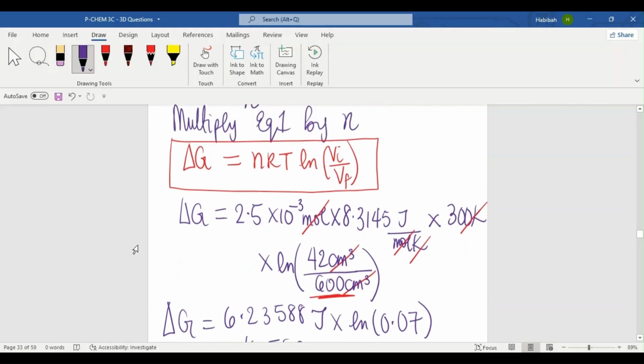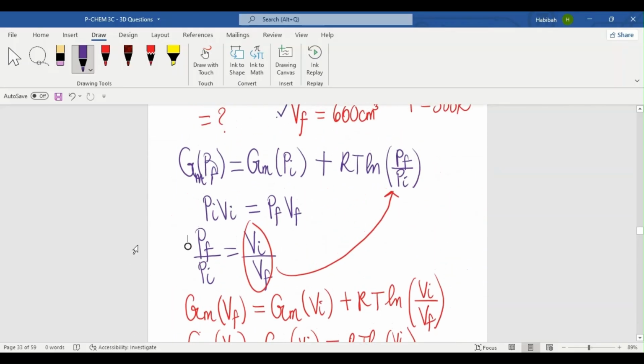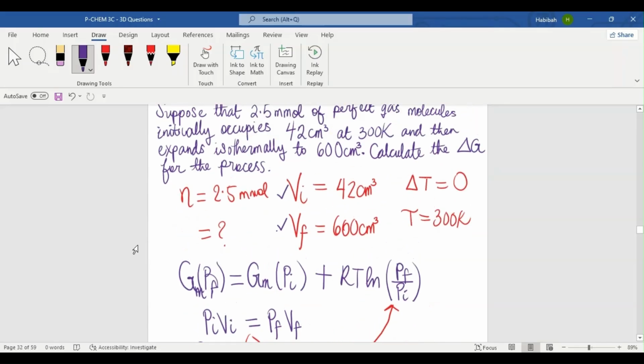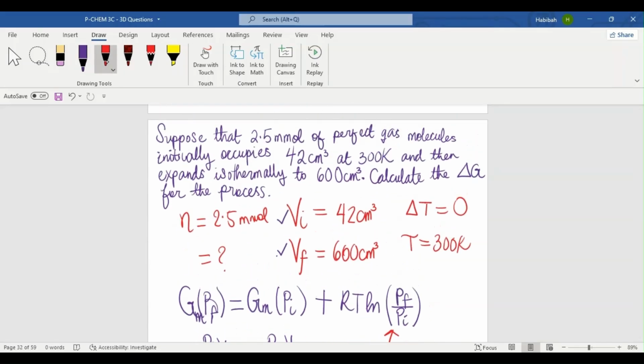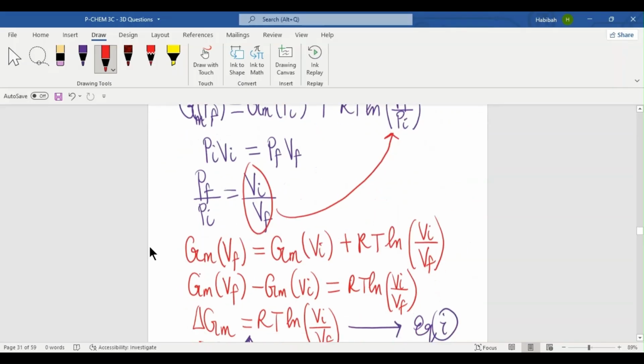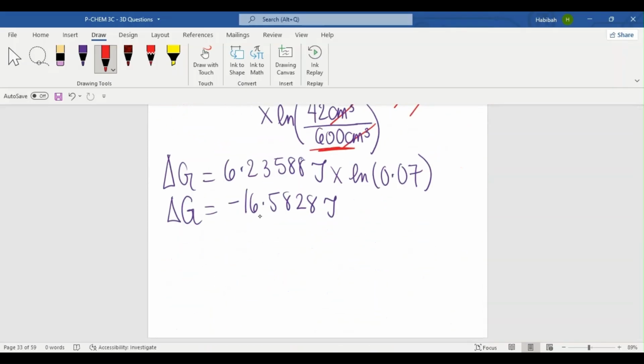But as chemists, we have to make sure that we have the proper number of significant figures based on the information in our question. We have 2.5 millimoles, so two sig figs, two sig figs, three sig figs, three sig figs, and the lowest number of significant figures among the numerical values in our question is two sig figs. So we have to approximate this answer to two significant figures. So the change in Gibbs energy is going to be negative 17 joules.